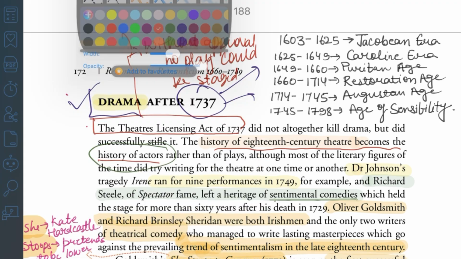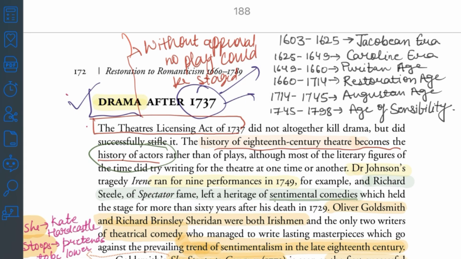Another actor after Charles is Peg Woffington. Just write her name, Peg Woffington. She is known for her comic roles, and also known for her charm, stage presence and lively performance.